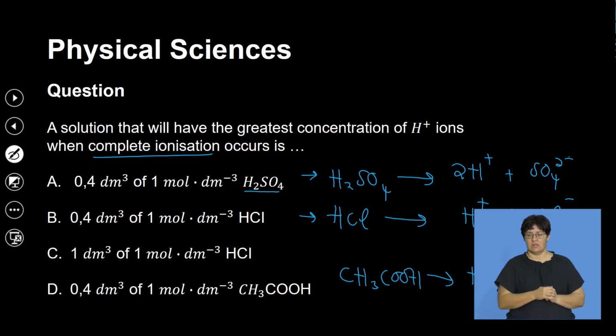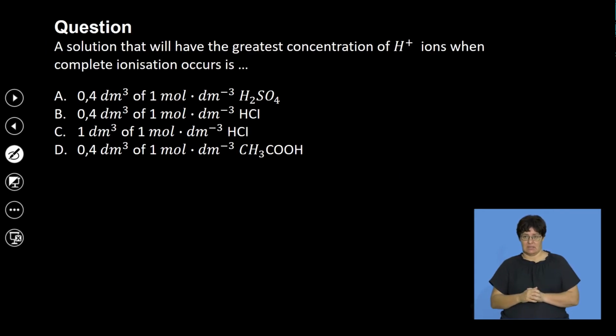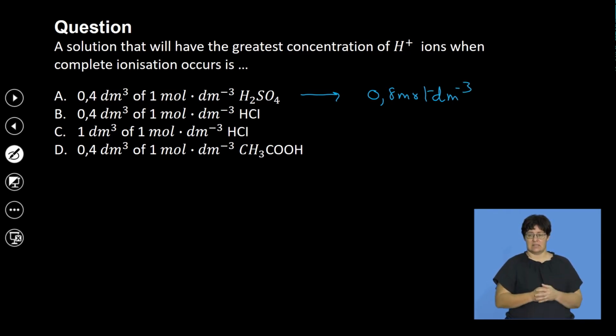So here, if we want a higher concentration, we'll look at these options because it says the greatest of them all. So we need the one that will have the greatest. So 0.4, if it dissociates, it will give us double 0.4, which is 0.8. So this one will give us 0.8 mole per cubic decimeter, while the second one will give us the same 0.4 mole per cubic decimeter of the ion.